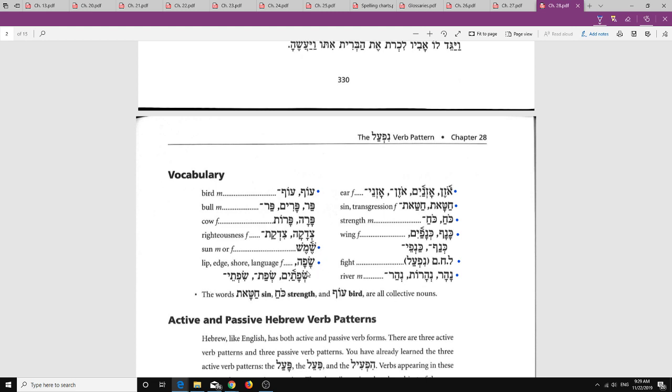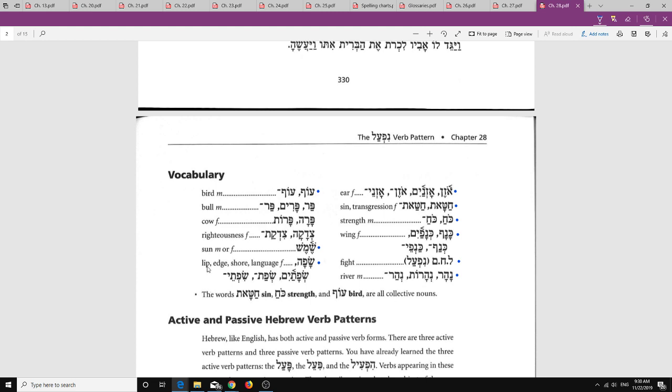Next word is safa, safatayim, safat, sifte, means lip, edge, or shore, or language. You can see how all of these kind of have things in common, although there is pretty wide translation variance here. So you can see maybe the base of this is lip or lips, and you can see that the quote-unquote plural form is actually dual, right? So shafatayim instead of shafatim. So it has this idea of two lips, right?